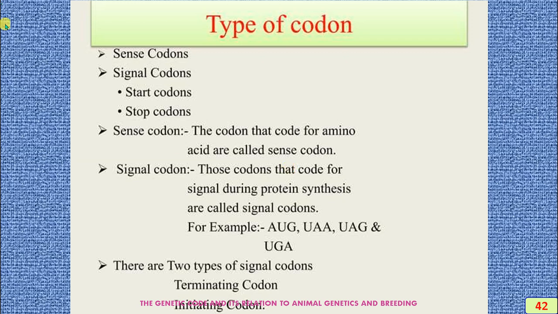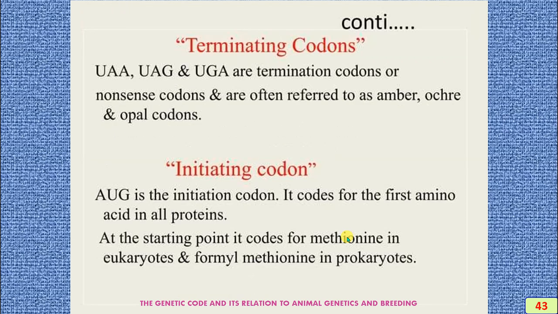And signal codons: these are the codons for the signals during protein synthesis and are called signal codons. For example, AUG, UAA, UAG, and UGA. So there are two types of signal codons: terminating codon and initiating codon.